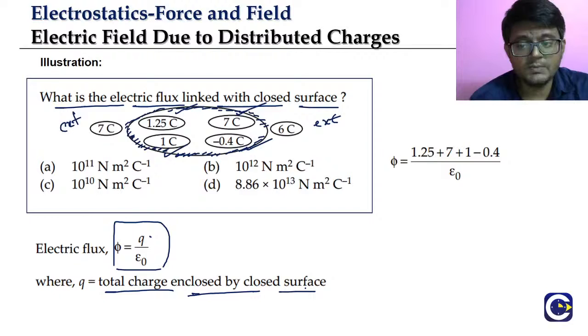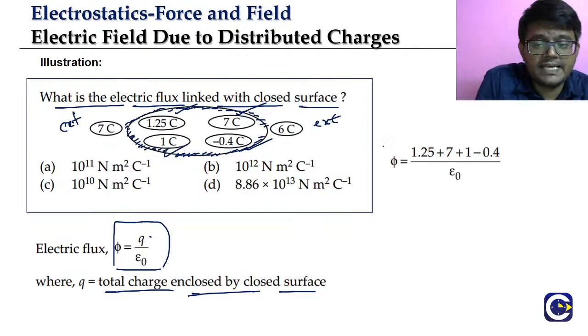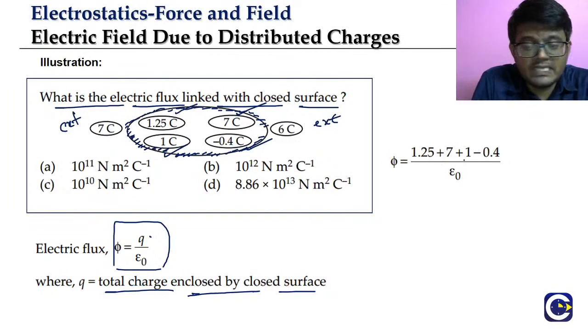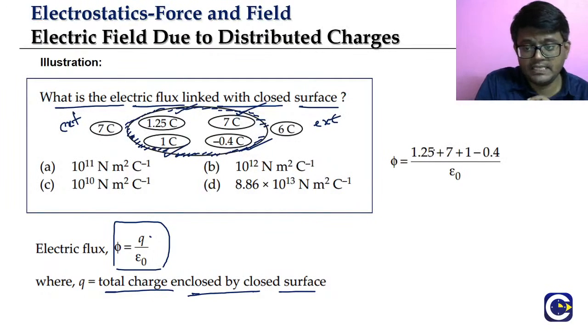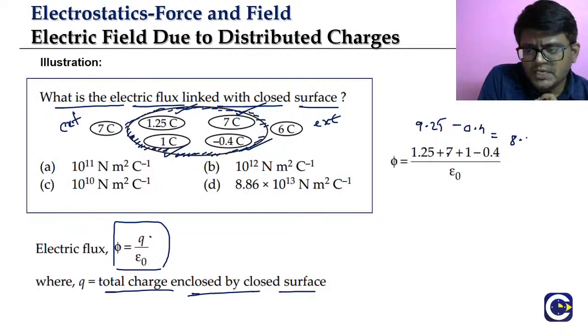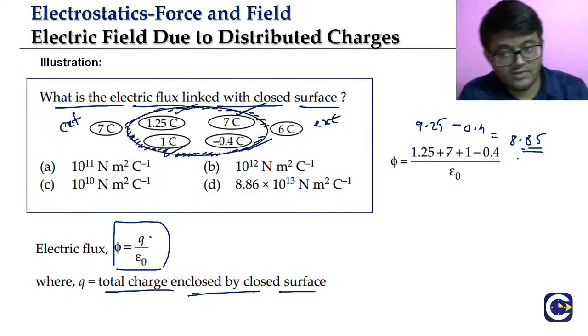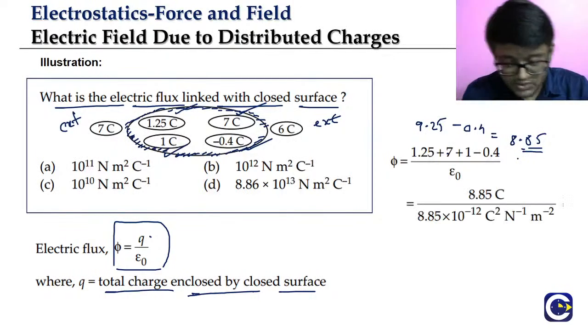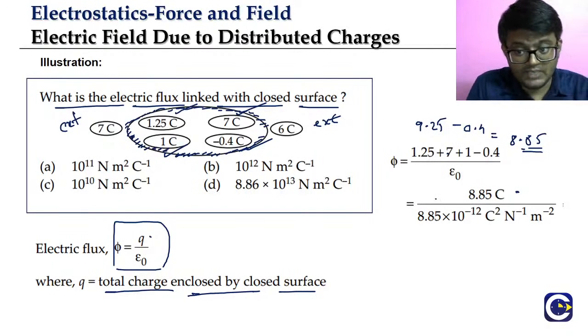Okay, so whatever charge is in that enclosed surface, that is the Q value. Now look, what is the total charge inside? 1.25 plus 7, then plus 1 minus 0.4. Look at this: 1 plus 7 is 8, 8 plus 1.25 is 9.25. So 9.25 minus 0.4 means what? It will be 8.85. Look, what is it? 8.85. Okay? So the numerator is 8.85 coulombs. The denominator is the epsilon naught value.